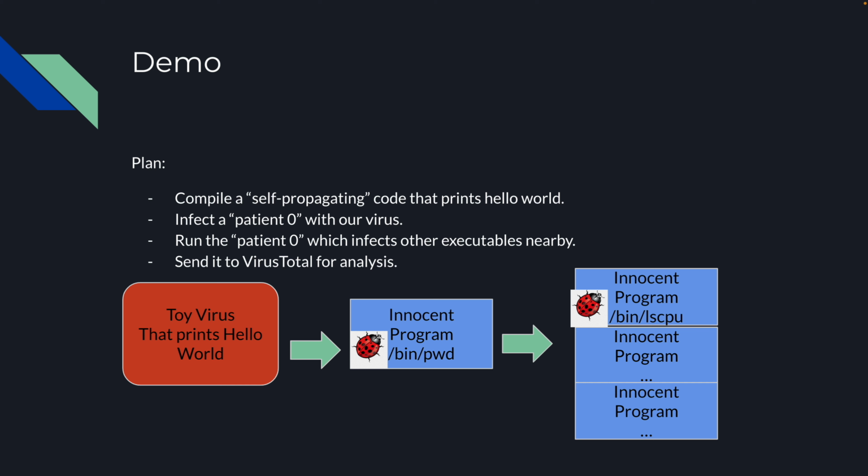Then, we will run the infected executable and see it silently infect other executables in the same directory. By analogy, after patient 0 was first infected with the virus, it will organically spread to other patients in the vicinity. I have prepared the virus for you already, and let's take a quick look at the code.